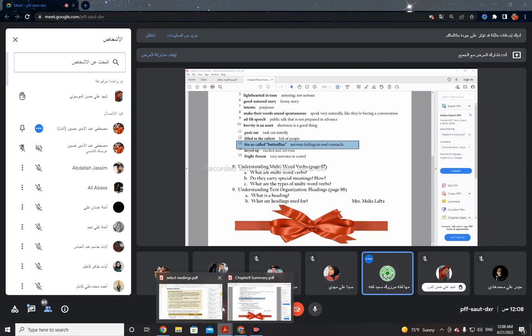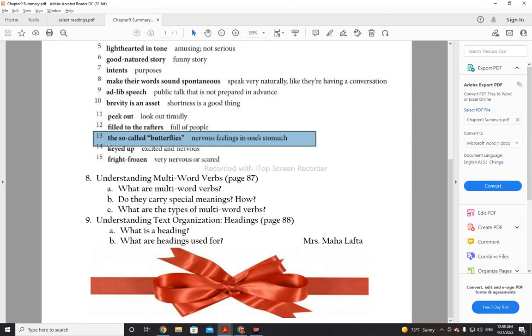Okay. Alright, moving on to number 13. The so-called butterflies, nervous feeling in one's stomach اللي هي مثل القشعريرة. Number 14, keyed up, it means excited and nervous, متحمس ومتوتر شوية. Number 15, frightened, frozen, it means very nervous or scared, معناها كلش متوتر أو خائف.